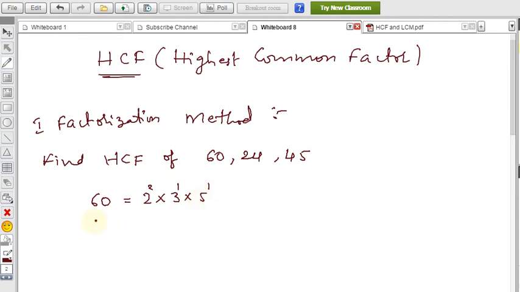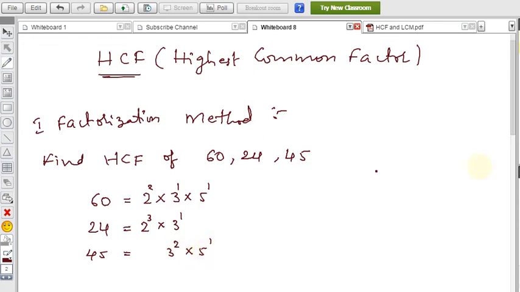For 24, there is 2 power 3 into 3 to the power 1. Then for 45, it is 3 power 2 into 5 to the power 1.